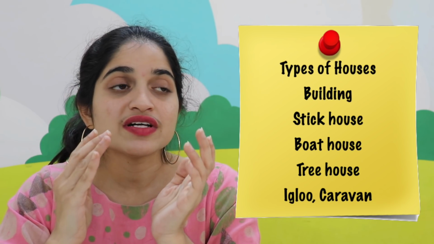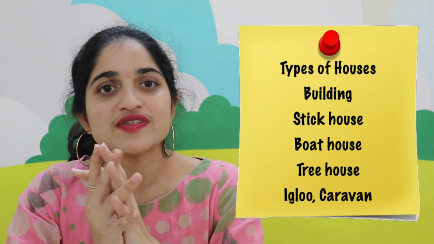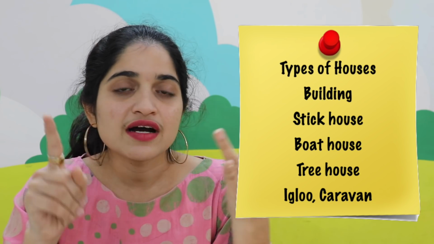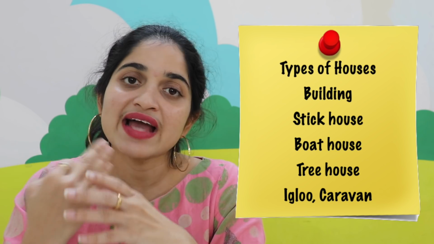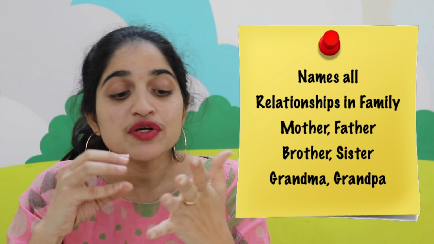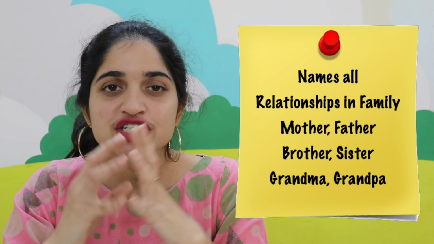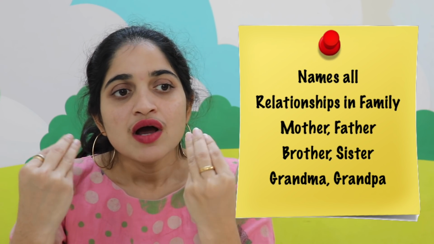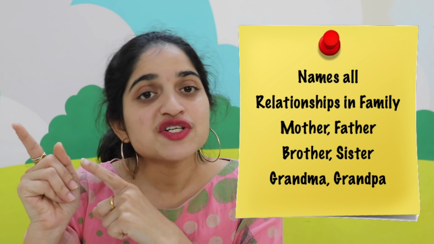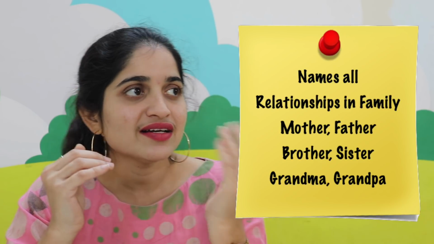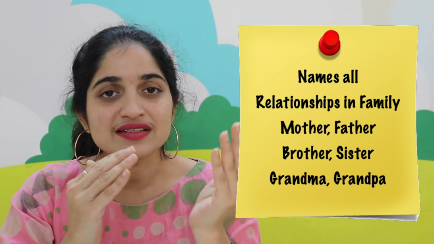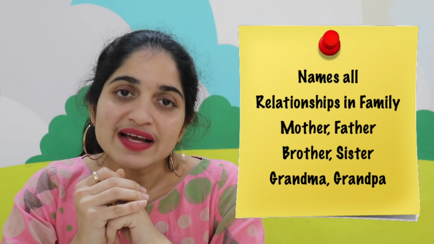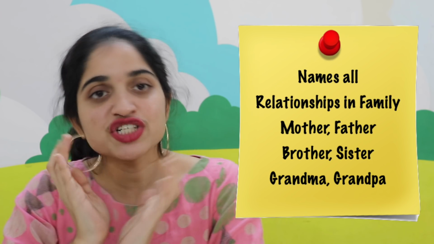They also should identify the different types of houses like boat house, stick house, steamer, building, apartment, tree house, tent, igloo, caravan, etc. They should be able to name at least 5 to 6 relationships in the family. For example, when you ask them who is this, they should be able to say it's my aunt, it's my grandfather, this is my grandma, this is my mother, it's my brother. So like this, they should be able to name the relationships in the family.